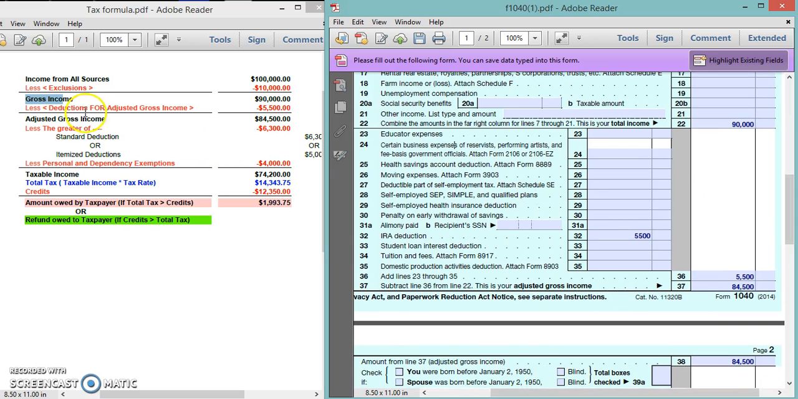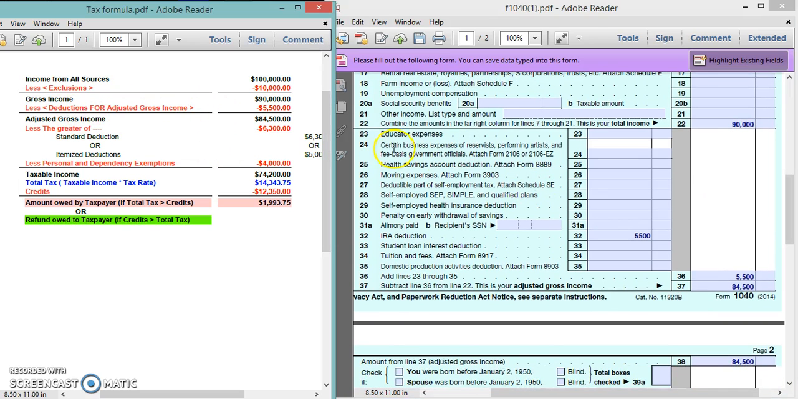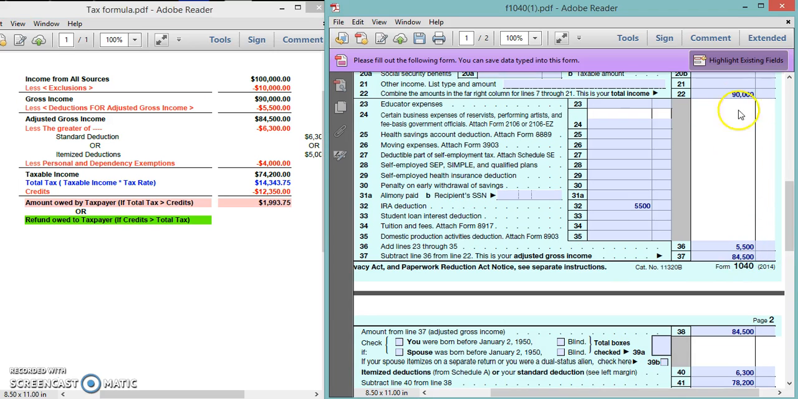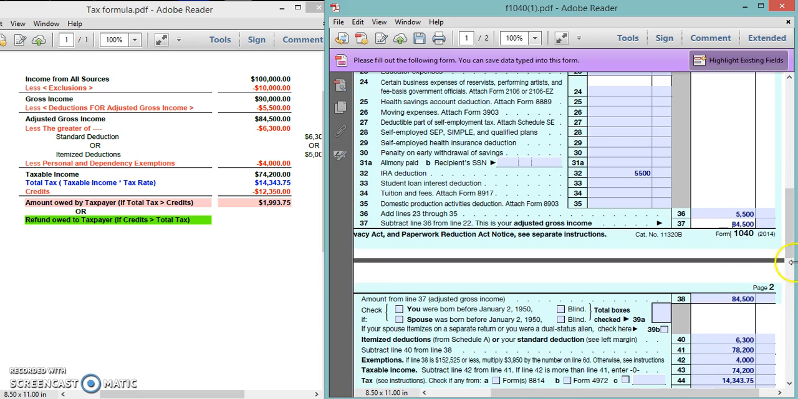Next thing is the deductions for AGI, and these are all the deductions for AGI that are allowed by Congress. In our example, the individual had an IRA deduction of $5,500. So if you take the $90,000 and you subtract the $5,500, you get to the adjusted gross income, the AGI, which is $84,500. This adjusted gross income just carries forward to the next page.